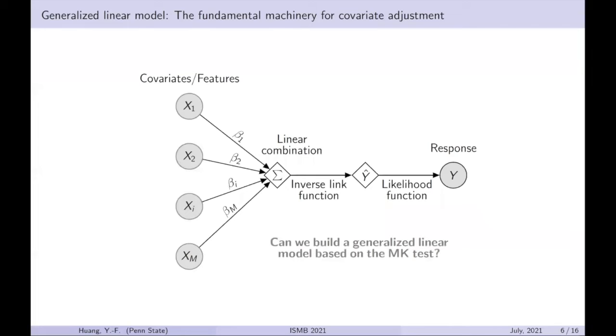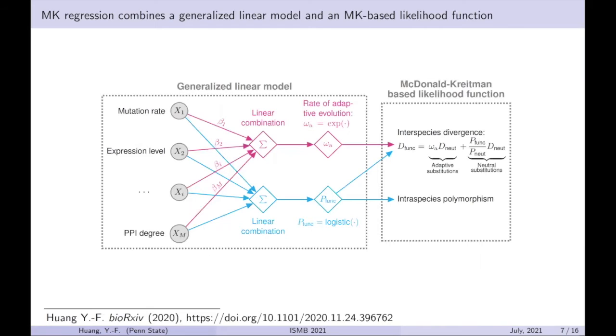Then the idea is whether we can build something similar for the MK test. If we can do that, we will be able to estimate a regression coefficient for each genomic feature of interest, and the regression coefficient might indicate the direct effect of the feature on adaptation rate. And it turns out that it's possible. We just need a novel statistical framework. We developed such a statistical framework. We call it the MK regression.